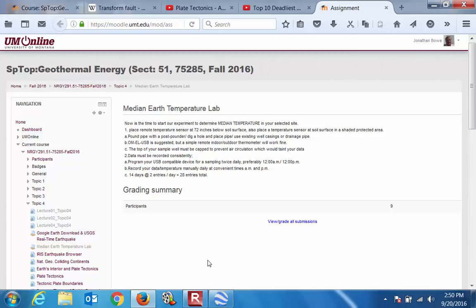But now the OMEL USB, that's a programmable sensor, so you could get up to 72 readings for a 24-hour period, which is too much. And we're going to talk about the data must be recorded consistently. You can go to Costco or Ace Hardware, or take an indoor-outdoor thermometer that you already have at home and put your sensor down in the bottom, and make sure that you have reception.